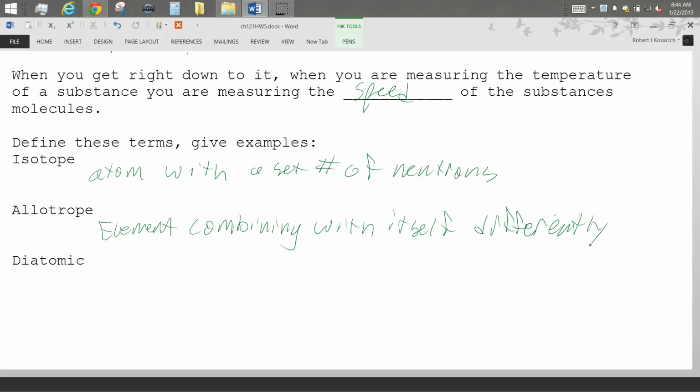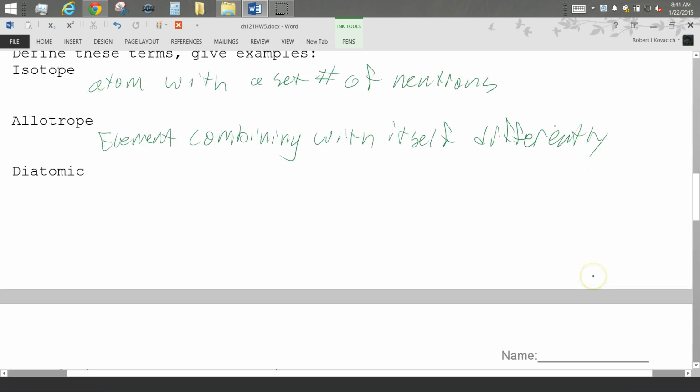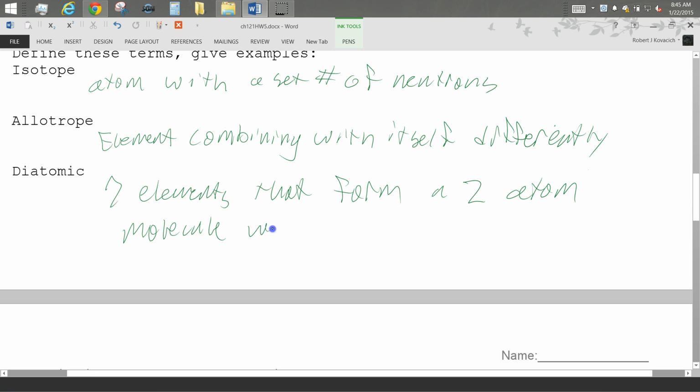And how about the diatomic answer? Something combining with itself. Isn't it 2 elements combining? How did you want us to list? 7 elements that form a 2-atom molecule, it's forming with itself. So then there are only 7 of them.